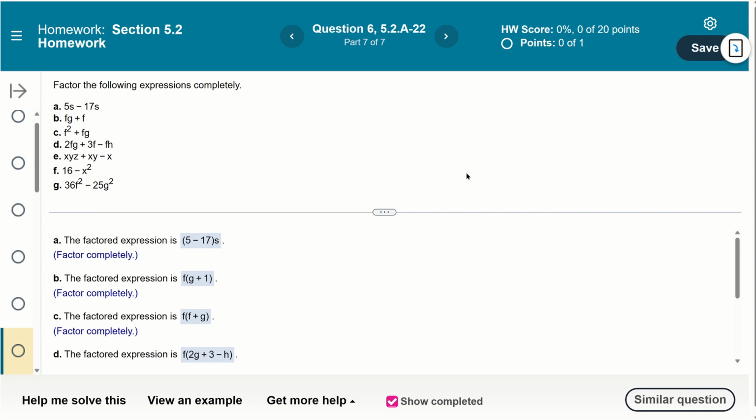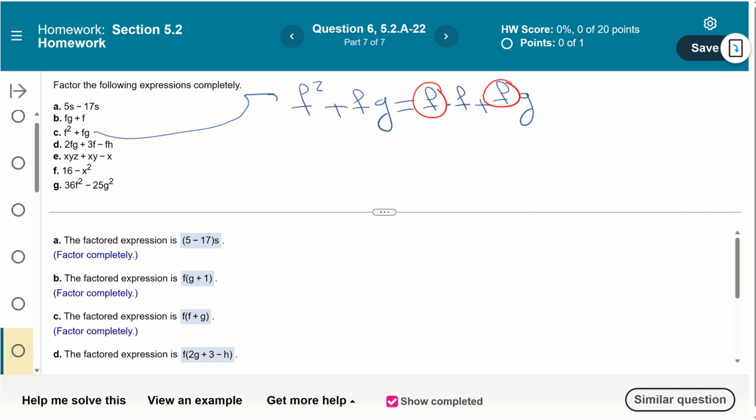All right, here we're going to be factoring, and most of these are pretty simple. I just want to get to a few that may be a little bit different from what we've already seen. So here we have f squared plus fg, right? Well, what can you factor out? Remember, f squared you can think of as f times f, right? So now you have f times f plus f times g. Do you see a common factor? F, right? So go ahead and factor out an f.